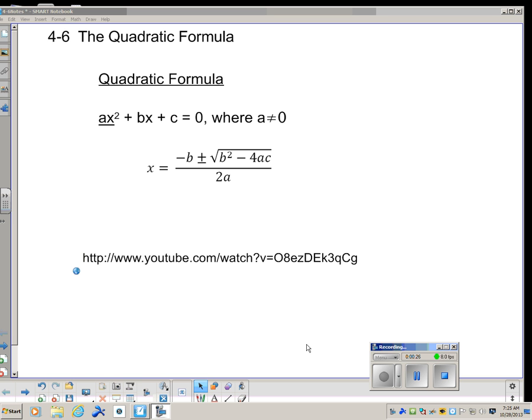So if it's in the form of ax squared plus bx plus c equals 0 and a is not equal to 0, then you could use this quadratic formula that says x equals negative b plus or minus the square root of b squared minus 4ac all over 2a.